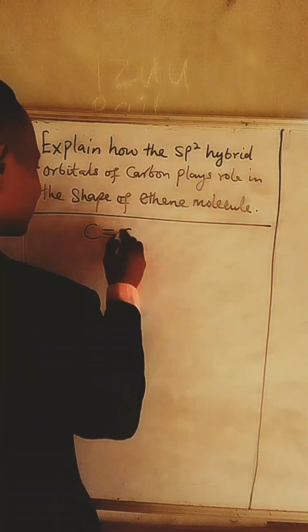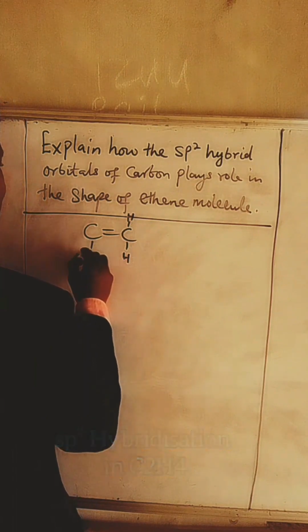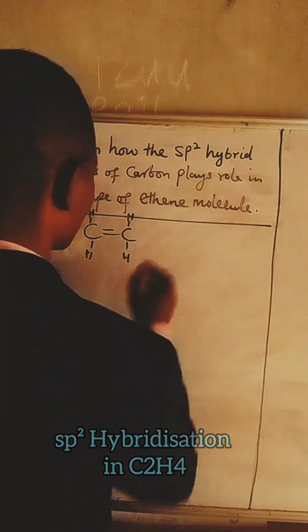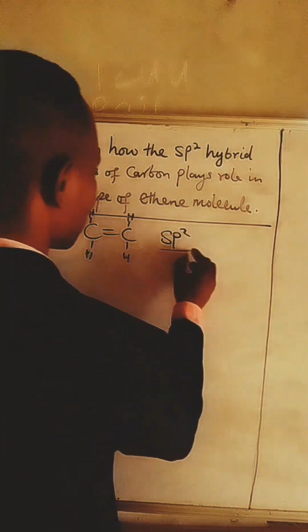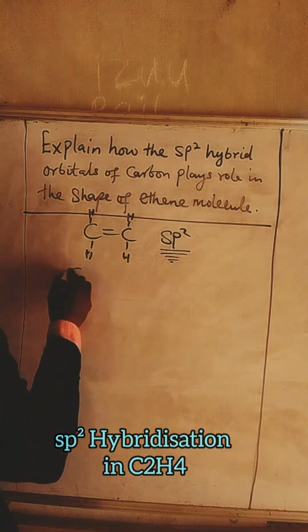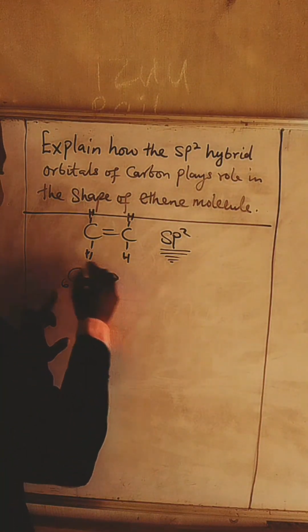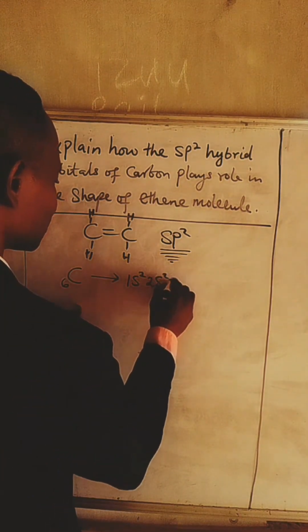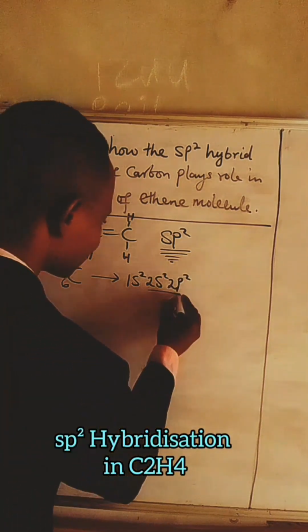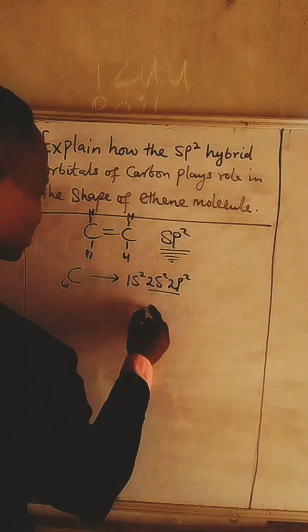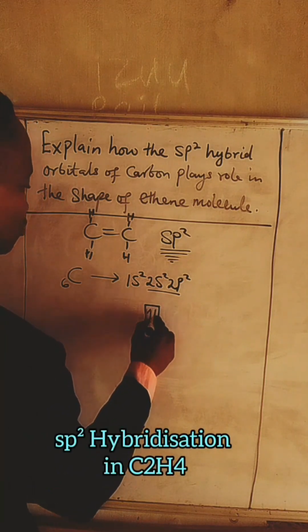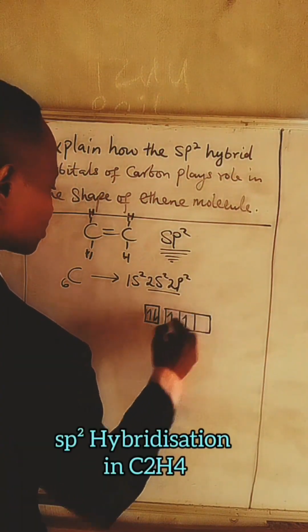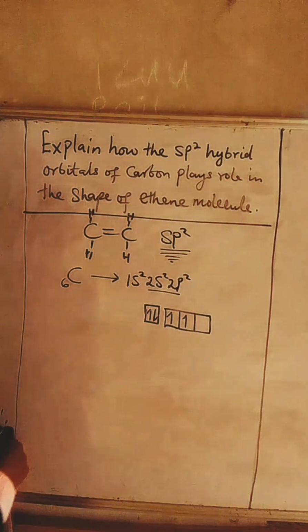Ethene, the formula is this. This is the formula of ethene. And the hybridization that led to formation of ethene is sp² hybridization. Carbon has atomic number 6, and these 6 electrons are distributed into the orbitals thus. The last shell, the second shell, the s orbital of the second shell has 2 paired electrons. The p orbital has 2 unpaired electrons, having 1 vacant p orbital.